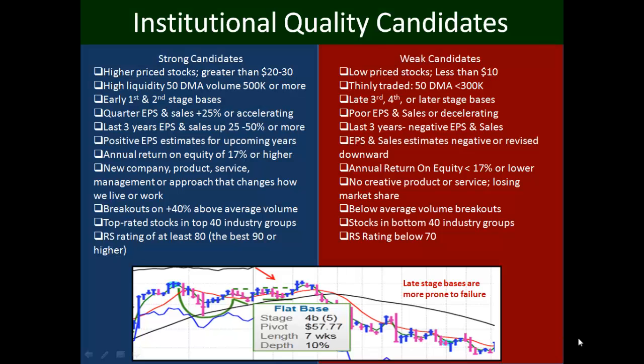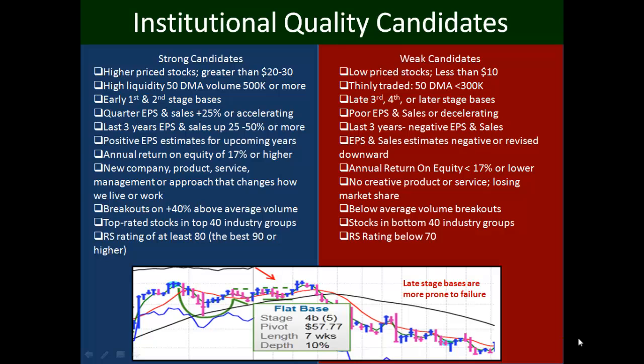You want to pick stocks that institutions are interested in because they're the ones who move the stock up. Usually it's priced over $20 or $30. It'll have a high daily volume of 500,000 or more. Also, first and second stage bases usually are more successful than later stage bases.